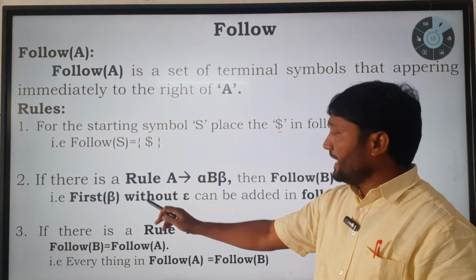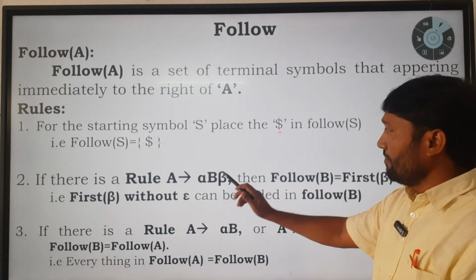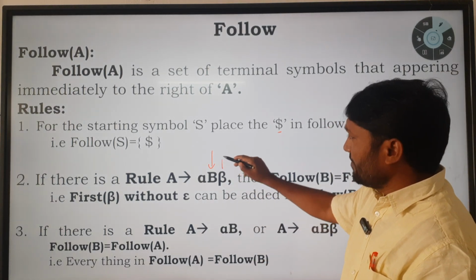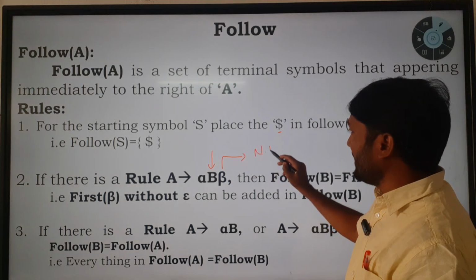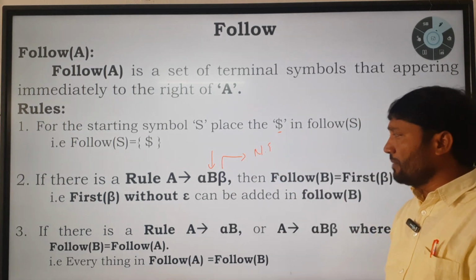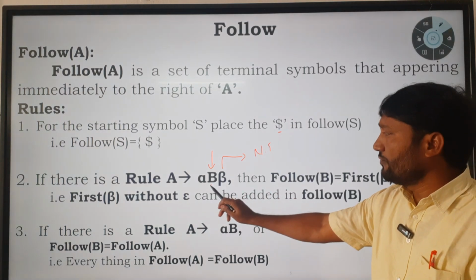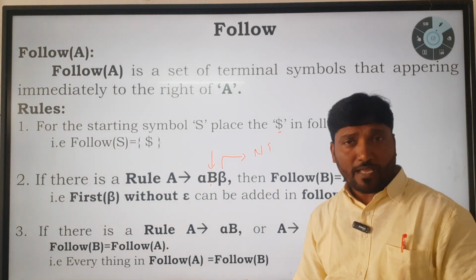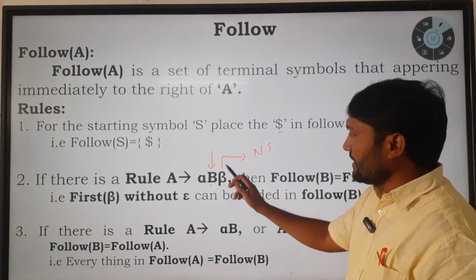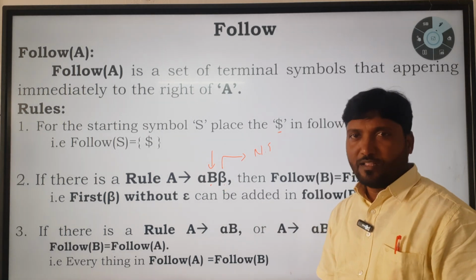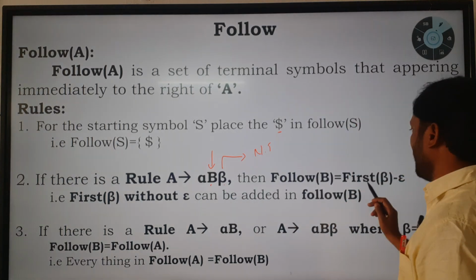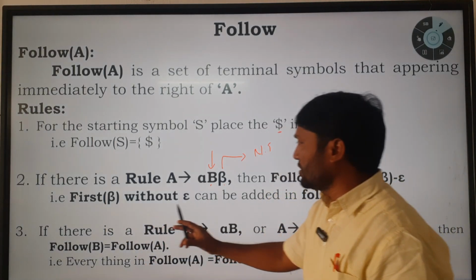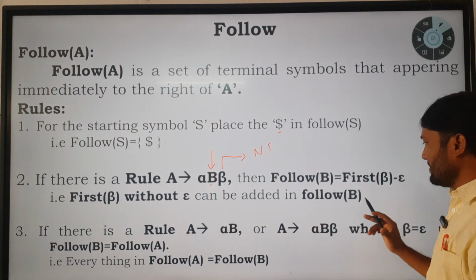If there is a rule A derives alpha B beta, where we are going to calculate the follow of B, then beta must be a non-terminal symbol. If beta is a non-terminal, then follow of B equals first of beta without epsilon. If a non-terminal symbol follows B, then first of beta without epsilon can be added in follow of B. That is the second rule.